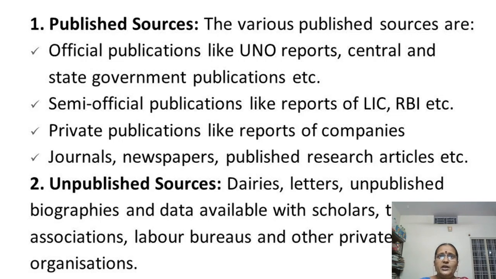So the other published sources are journals, newspapers, published research articles, etc. So these are all the various published sources. So the second one is the unpublished sources. Unpublished sources are like these: diaries, letters, unpublished biographies, and data available with scholars, trade associations, labor bureaus, and other private and public organizations. So, in this session we learned the methods of collecting primary data as well as the methods of collecting secondary data. Thank you.